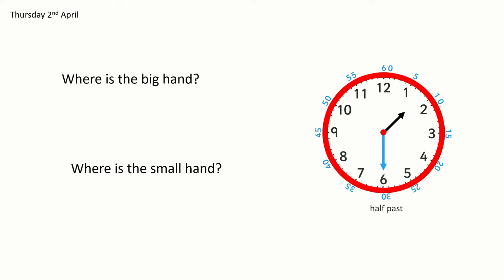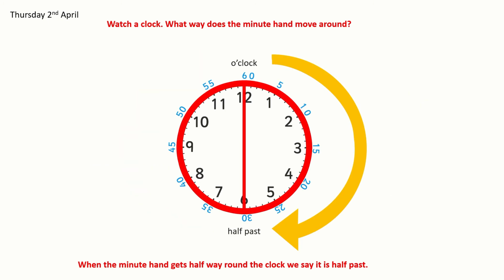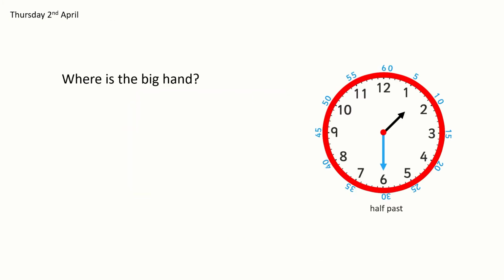Well, we say this is half past 1 because we know it started at 1 o'clock, and it went around halfway. It didn't make it the whole way round to 2 o'clock. It stopped at half past. So what time is it now? It's half past 1. And it will move up to be 2 o'clock later. But for now, it's half past 1.